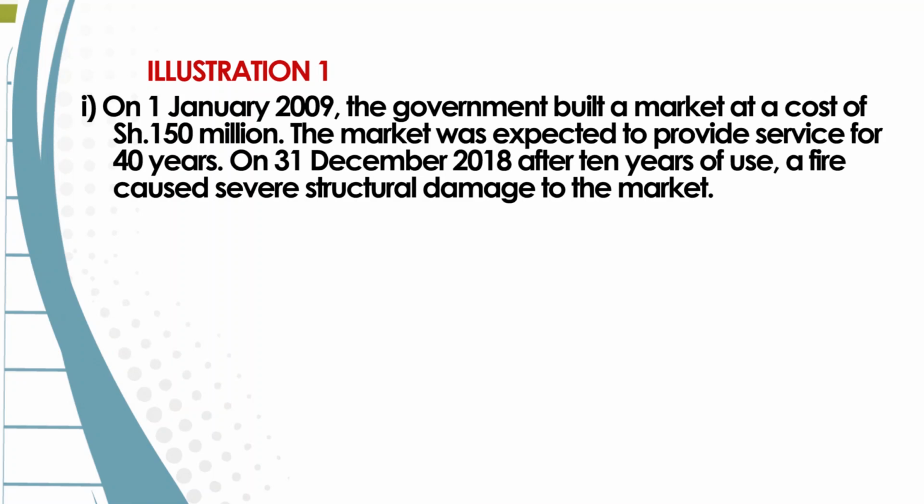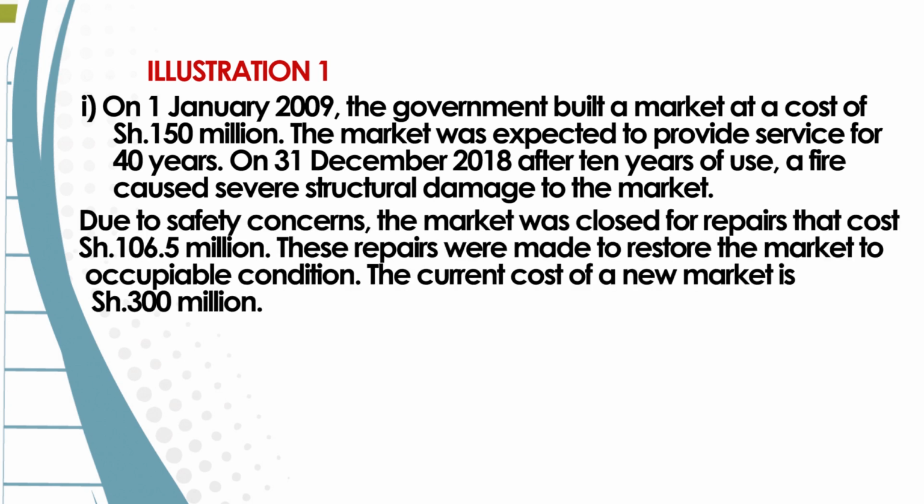We see what we are told, and it reads: on 1st January 2009, the government built a market at a cost of 150 million. The market was expected to provide services for 40 years. On 31st of December 2018, after 10 years of use, a fire caused severe structural damage to the market. Due to safety concerns, the market was closed down for repair that would cost 106.5 million. These repairs were made to restore the market to occupiable condition. The current cost of a new market is shillings 300 million.